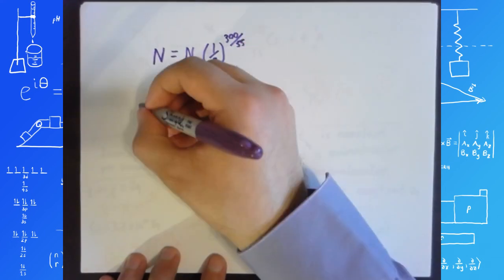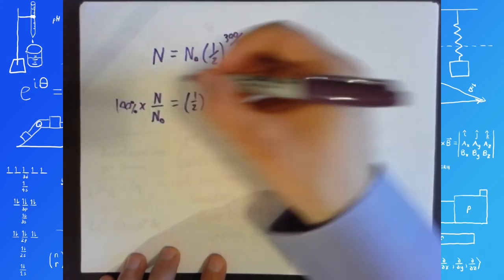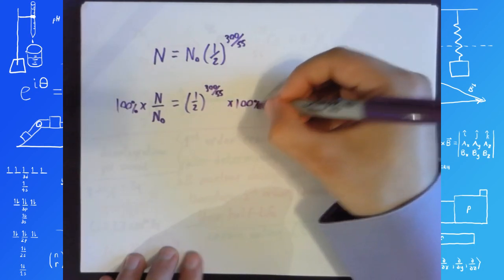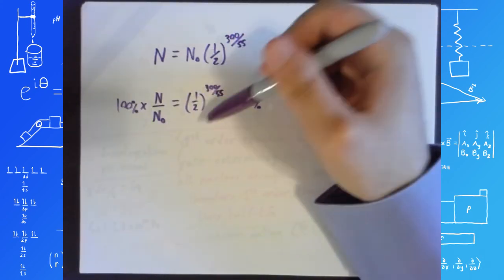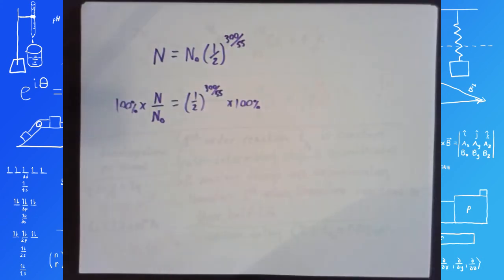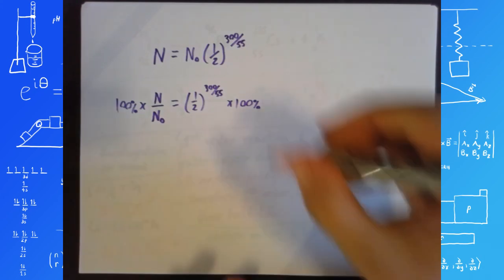And then if you want to convert that to a percent, multiply it by 100%. So the percent remaining is the amount remaining over the initial amount times 100%, which equals 1/2 to the 300 over 55 times 100%. Plug it all in. Parentheses first, 1/2 to the 300 over 55. Technically I should do 300 over 55 first, but I'm going to take some liberties here with my sig fig rules. So it looks like we're getting about 2.3% remaining.